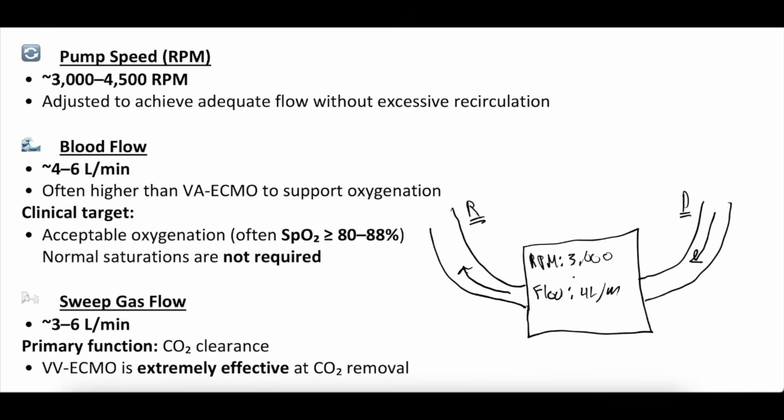If you want more flow than that, you have to increase the RPMs. And by increasing the revolutions per minute, you then see how much it increases the flow. But you're not setting the flow necessarily, at least not directly on most circuits. You are setting the RPMs, and then you are titrating the RPMs to achieve your desired flow. Okay?